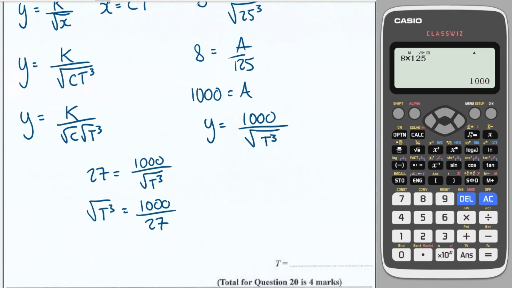And I've got to use the exact value here, so I could square. But I'm actually going to cube root first, and that's going to give me the square root of t is equal to 10, which is the cube root of 1,000, over 3, which is the cube root of 27. And then I'm going to square both sides, and I'm going to get 100 over 9.